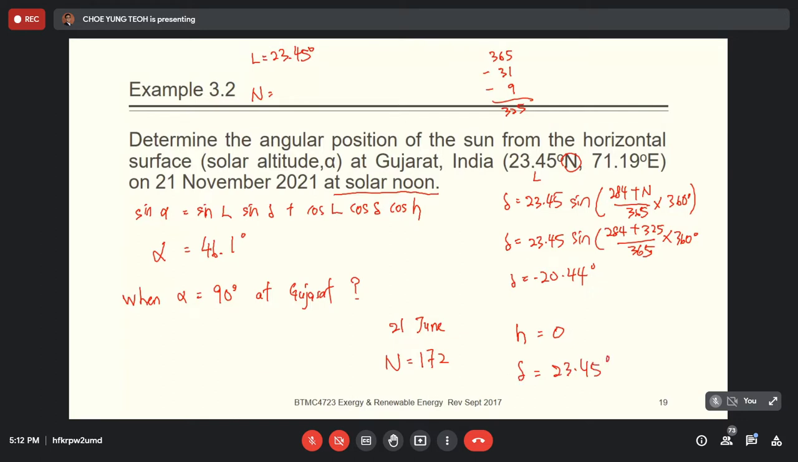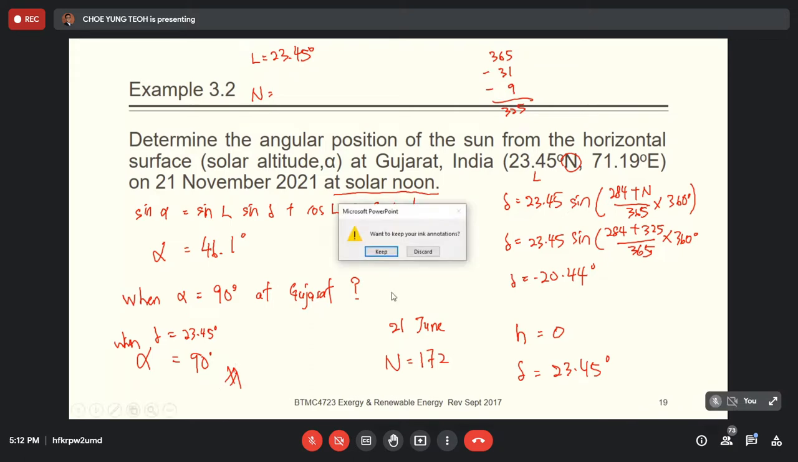So you take this delta equal to 23.45 and then you find alpha. What is the value when the declination angle equals 23.45 degrees? Try to substitute back and see whether you can get exactly 90. This is the only day Gujarat experiences alpha equal to 90, or we call it the sub-solar point, or maybe someone calls it Lahainani.